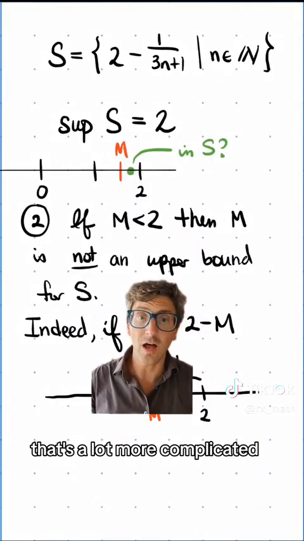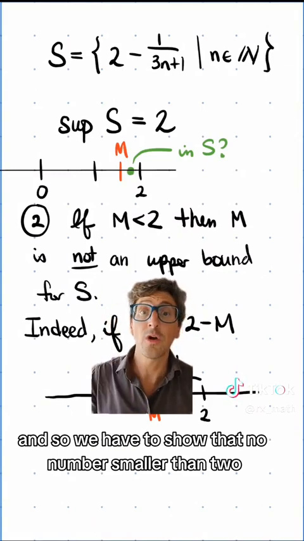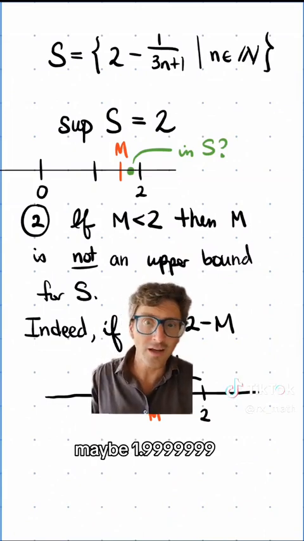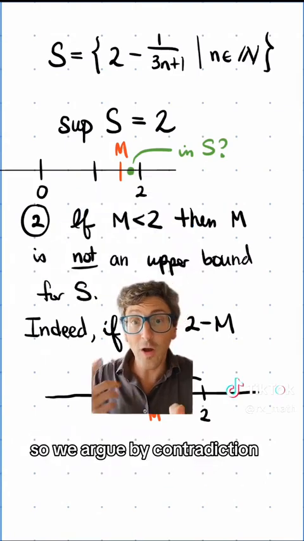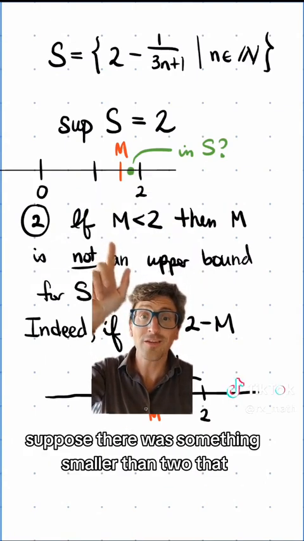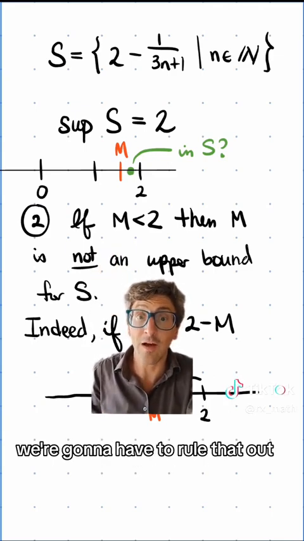And then the step that's a lot more complicated. We have to show that no number smaller than 2 could possibly be an upper bound. Because who knows, maybe 1.999999, maybe that number is bigger than everything in our set. So we argue by contradiction. We take this red number m and we say, well, suppose there was something smaller than 2 that could be an upper bound. We're going to have to rule that out.